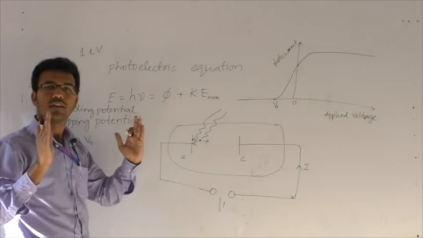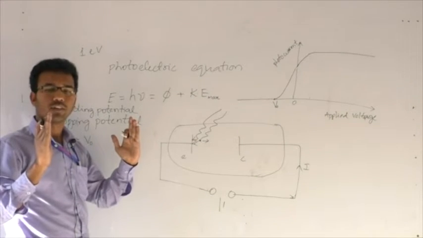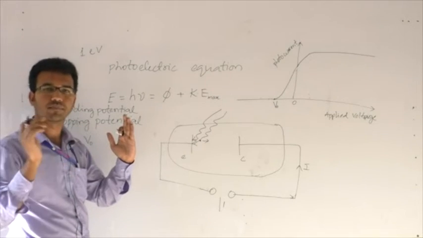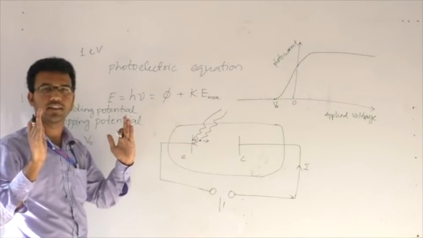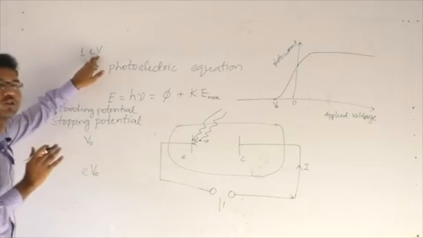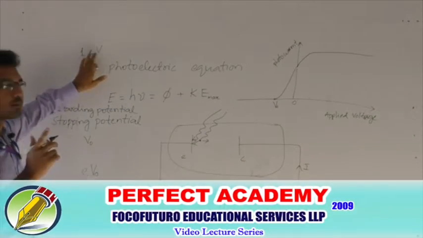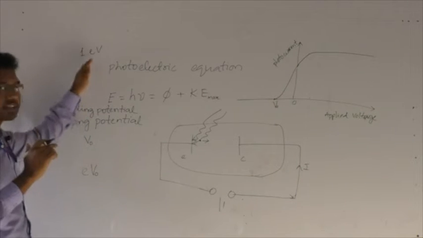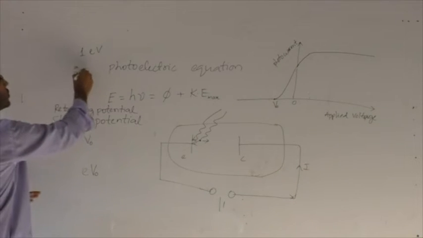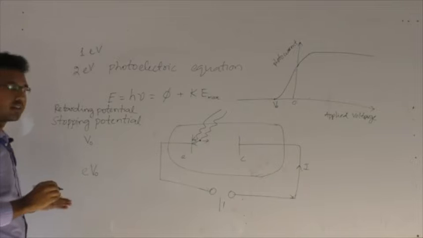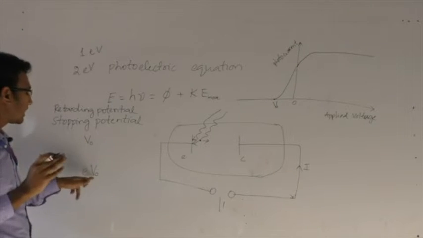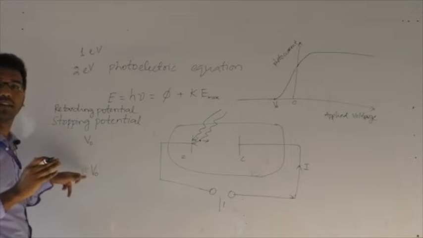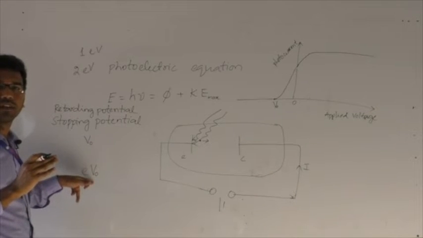Suppose I have 2 points which are at a potential difference of 1 volt, and 1 electron is being accelerated through this potential difference. Then the energy possessed by the electron is said to be 1 electron volt. If the 2 points are maintained at 2 volt difference, then the energy possessed by the electron will be 2 electron volts. Suppose the 2 points are maintained at V0 potential difference, then the electron energy will be eV0.